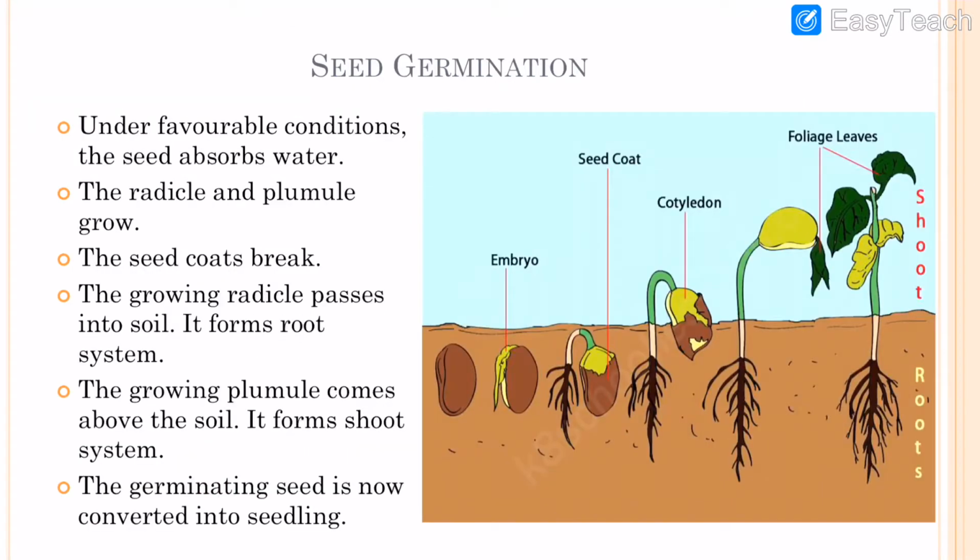Dear students, when favorable conditions arise, these seeds germinate to form new plants. When these plants germinate and form small plantlets, that is known as a seedling. When favorable conditions arise, the radicle grows to form the root, and after that the plumule grows to form the shoot. So seed germination is the process through which seeds germinate to form new plants, and it occurs when favorable conditions are present.